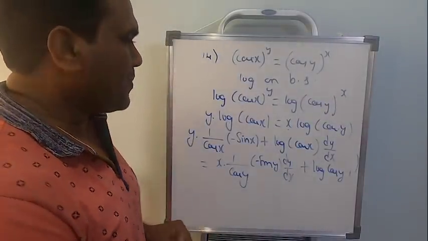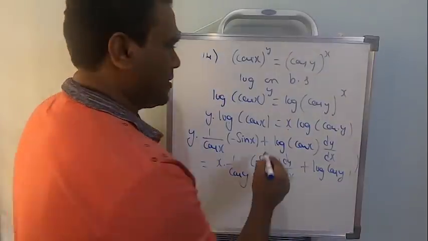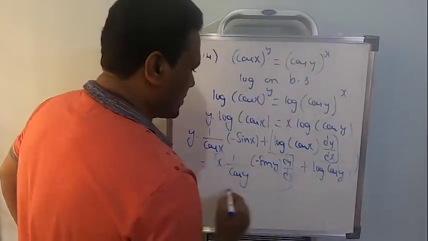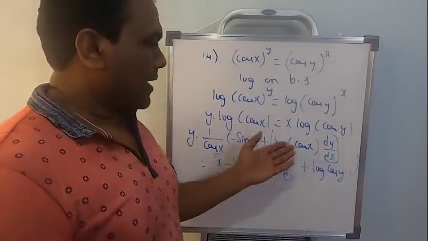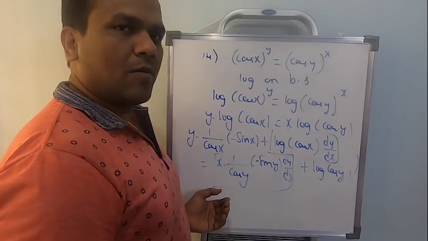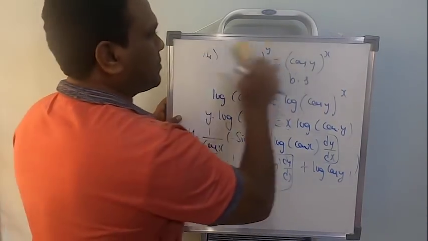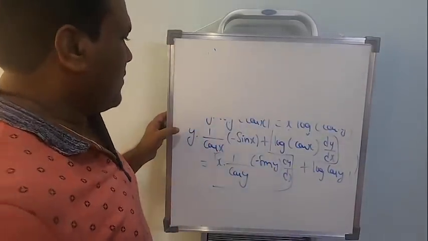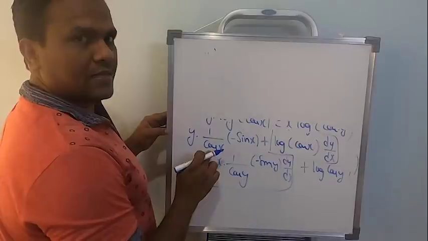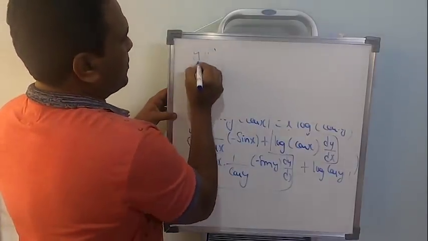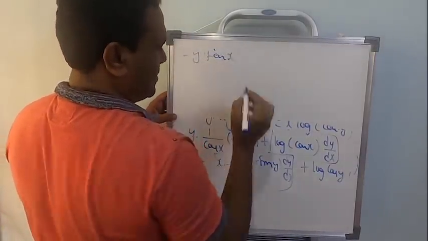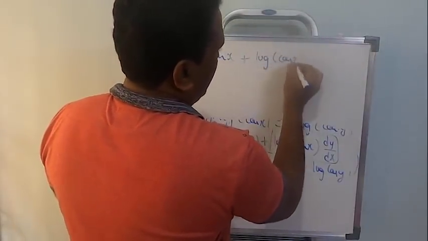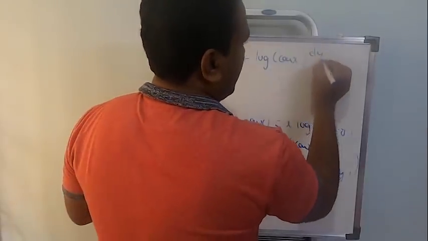Now finally you have to find dy by dx. Look at that. In the left hand side there is a term of dy by dx, and in the right side also there is a term of dy by dx. So we will collect them to one side, take dy by dx common, and simplify further. On the left hand side, when I simplify, we have sin x by cos x, that is tan x, there is a minus sign, so minus y tan x, plus log of cos x multiplied by dy by dx.